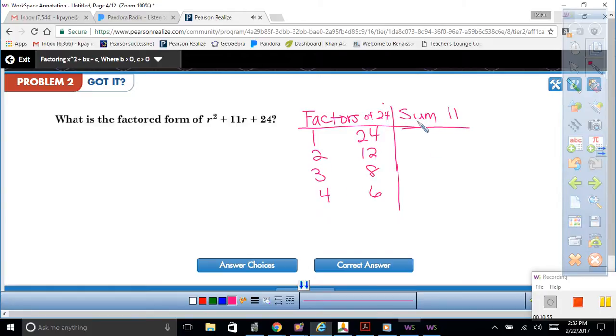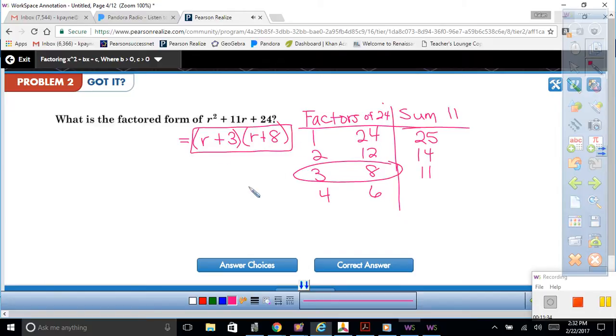So now we're looking for the pair of numbers from our factors of 24 that also have a sum of 11. So 1 plus 24 is 25, not 11. 2 plus 12 is 14, not 11. 3 plus 8 is 11. So those are our numbers. So our binomials are r plus 3, r, because that's the variable they've chosen to use this time, and r plus 8. That's your answer.